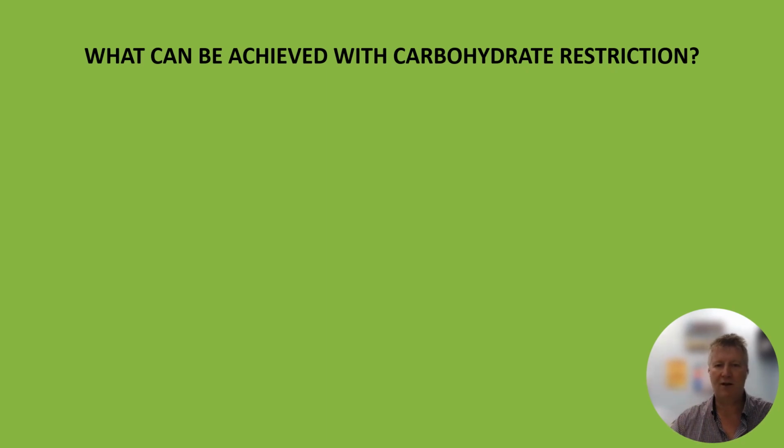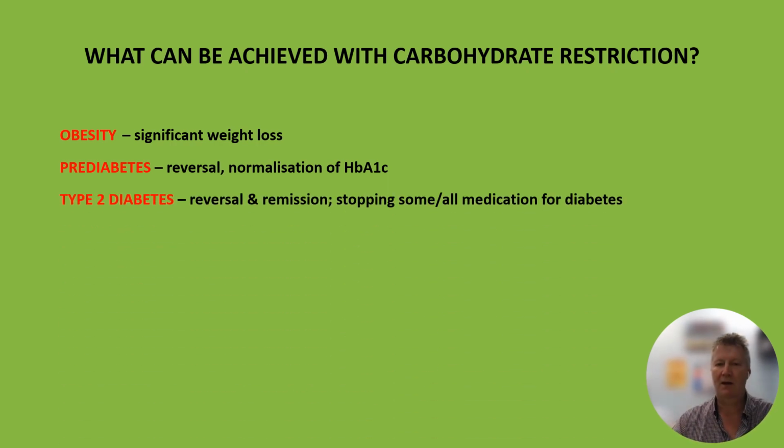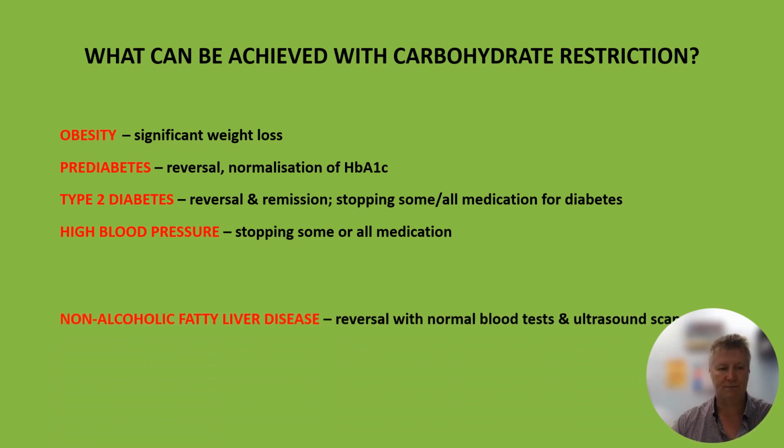So what can be achieved with carbohydrate restriction? Well, we can often see significant weight loss. We can see prediabetes reversed with normalization of the measure of prediabetes and diabetes, namely the HbA1c. We can see type 2 diabetes reversed or even remitted, where some or all medication can be stopped. With high blood pressure, some or all medication can also be stopped.